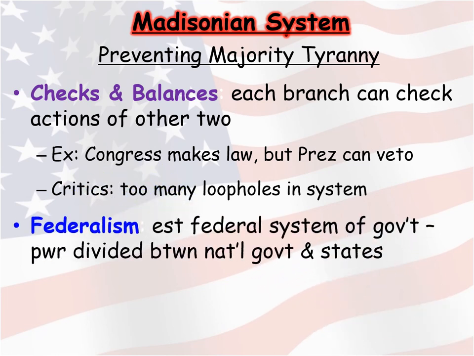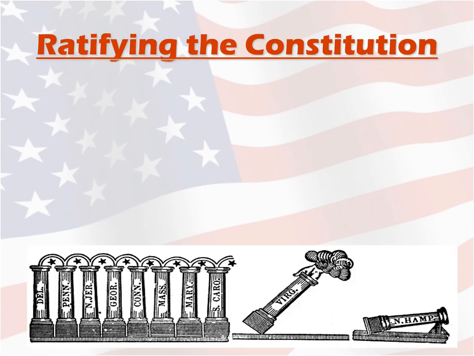Federalism, you don't need to write this down. We'll talk more about it later. Establishing the federal system of government so that the power is divided between national government and state governments. And then, of course, on your note-taking guide, ensuring one branch doesn't have too much power through both separation of powers and checks and balances. So there you go. Madison's suggestion and what we went with, aim to prevent majority tyranny.